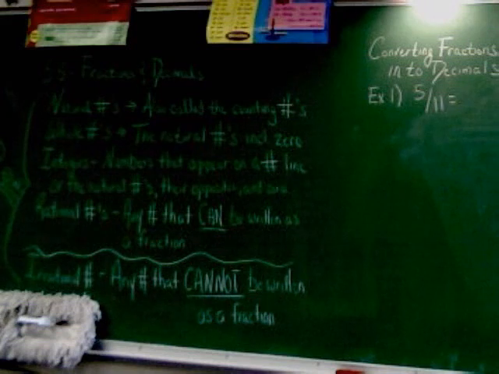Rational numbers. Almost every type of number is going to be a rational number. That's any number that can be written as a fraction.